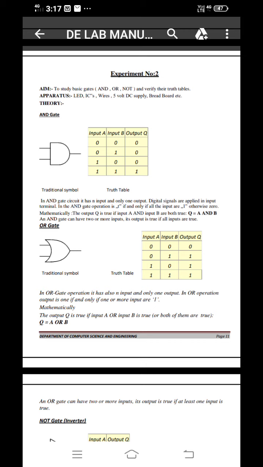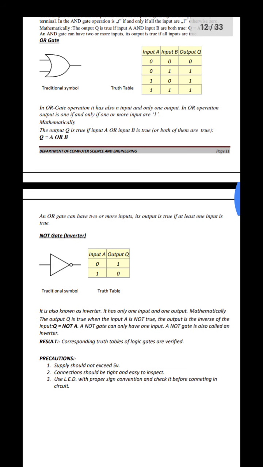And then the NOT gate. The NOT gate is the physical realization of the complementation operation. It is an electronic circuit which generates an output signal which is the reverse of the input signal. A NOT gate is also known as an inverter because it inverts the input signal.